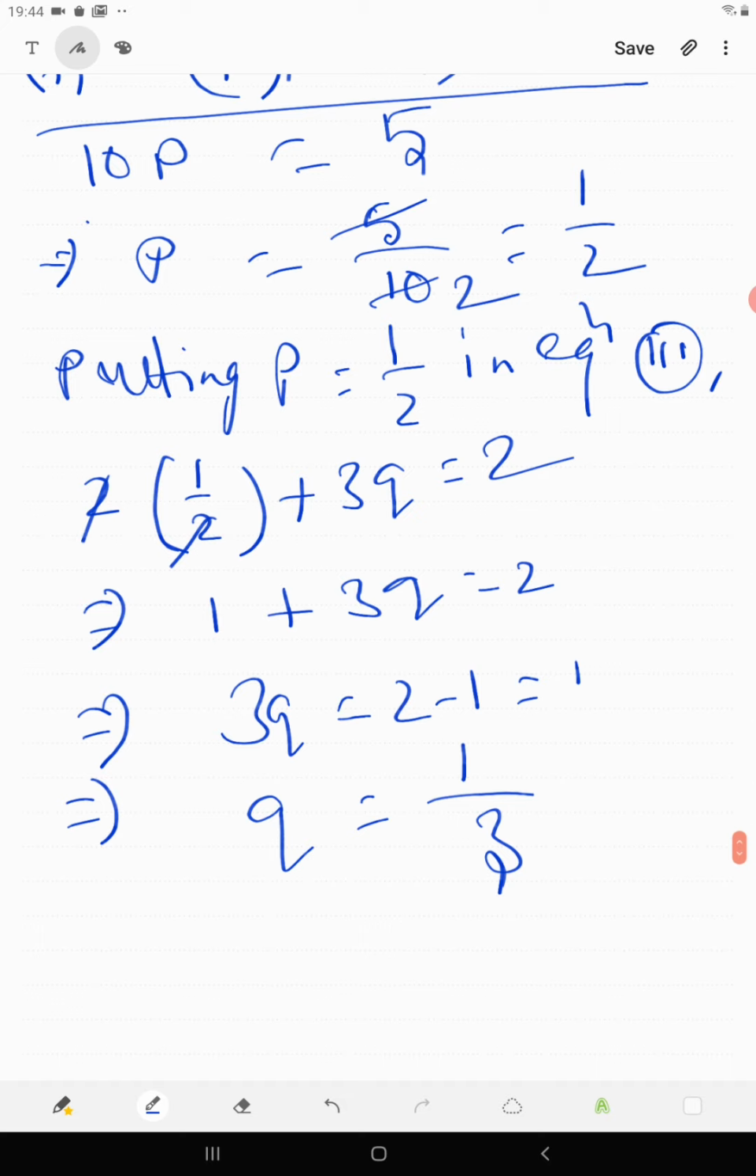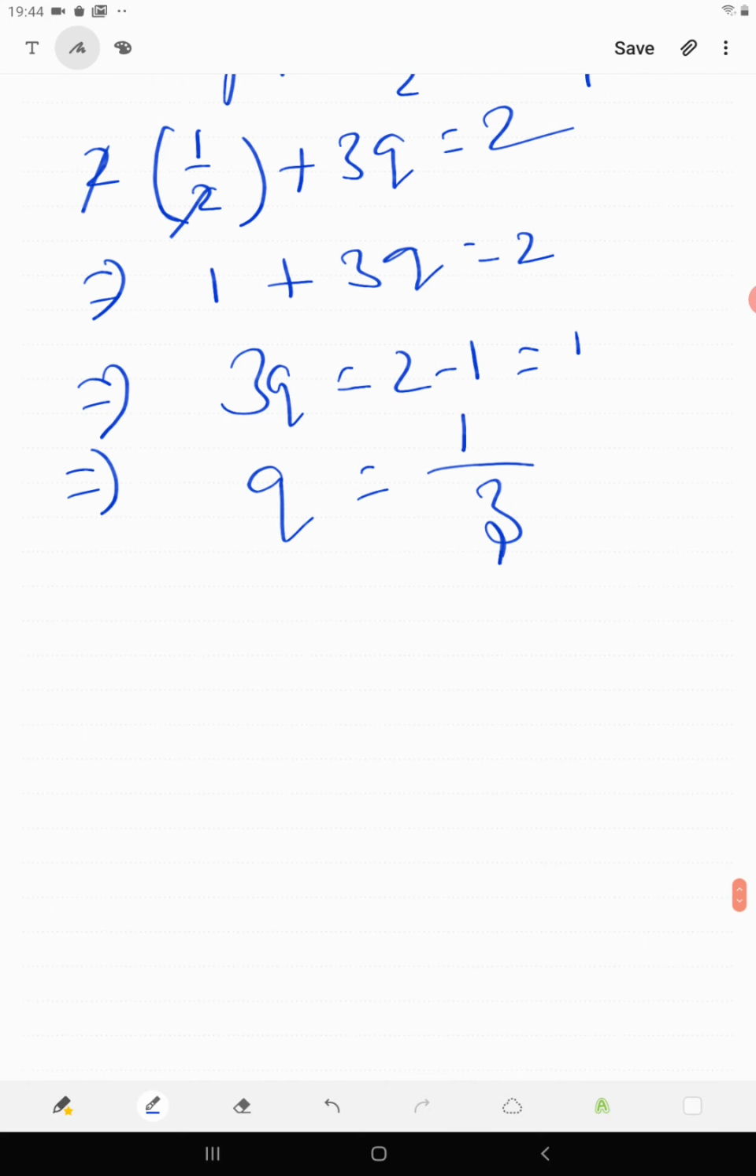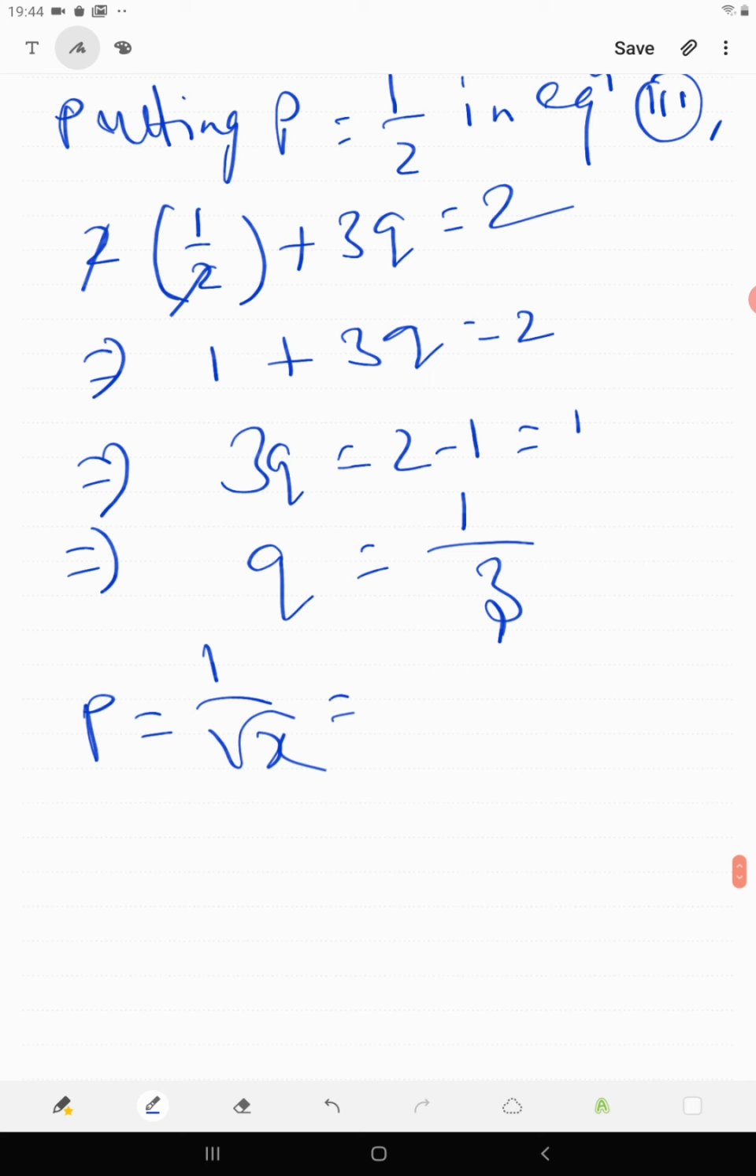So now we have the value of p and q. Now what is p and q? We know p equals 1 by root x. And that one, what is the value? It is 1 by 2. Okay. That means we can write root x equals 2. Why am I writing it? So we have p equals 1 by root x. So of course root x equals 1 by p. Correct? Root x equals 1 by p.